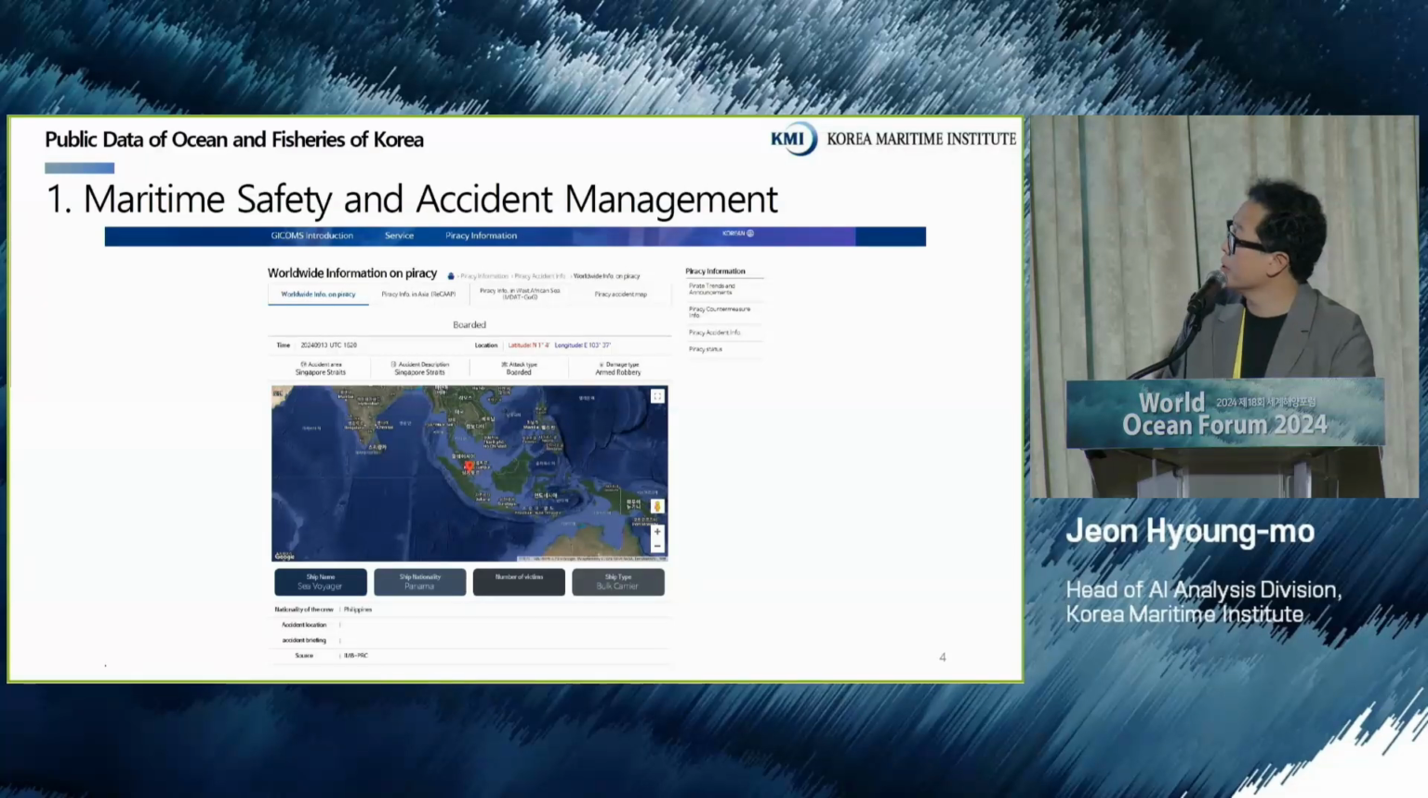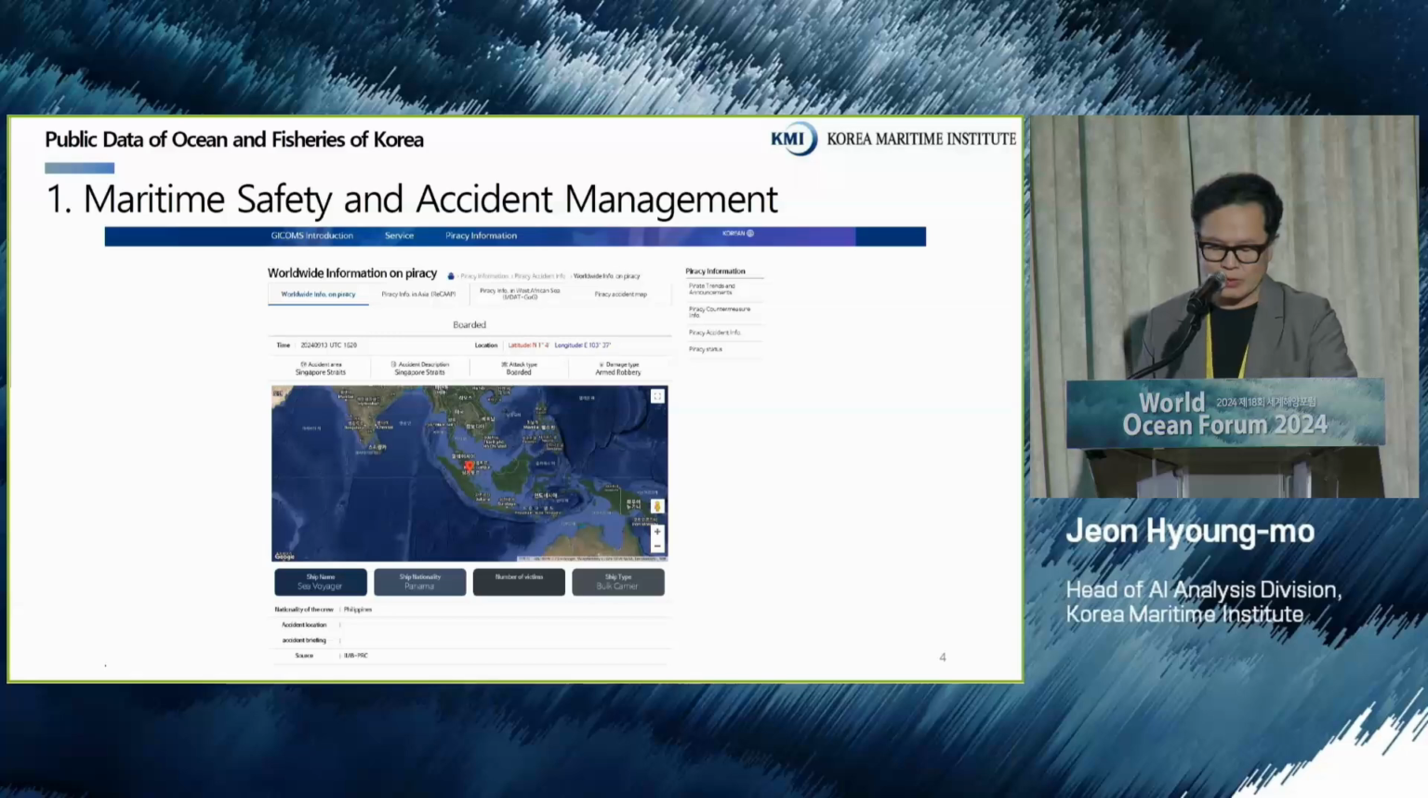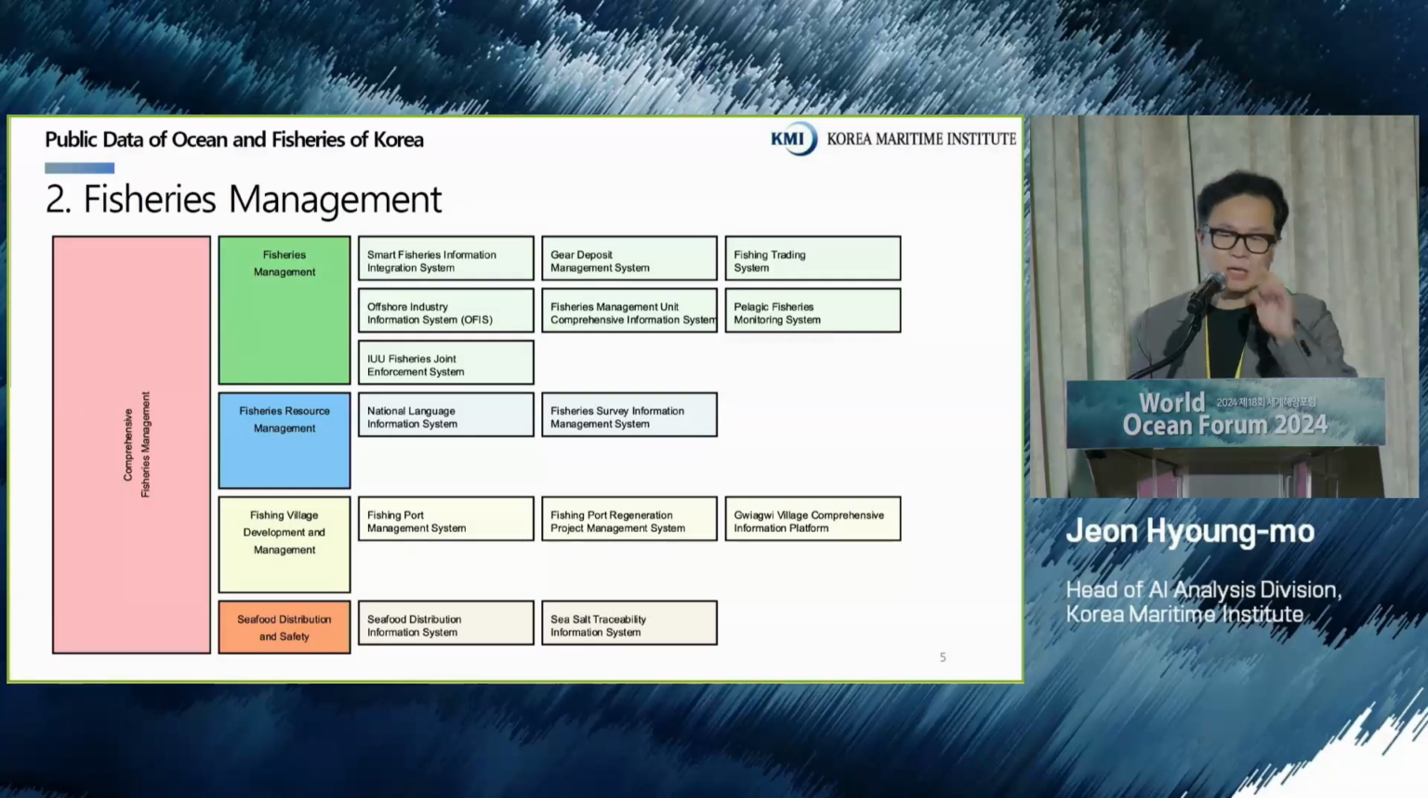This is the UI of GCOMS. As you can see, there is a lot of data shared on the platform. This is piracy information that occurred in the sea near Singapore on the 14th of September. Just like so, you can gather accident information and other illegal activity information. You can see the report and check what kind of accident is taking place at sea. This is the system that we have for maritime safety and accidents.